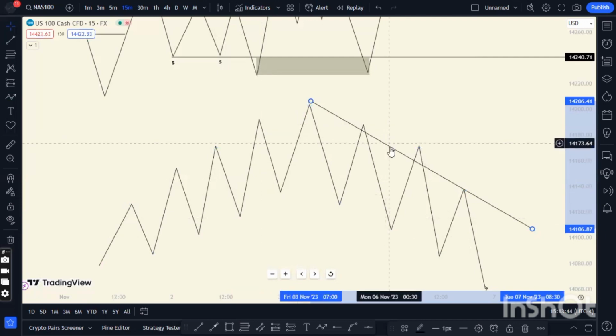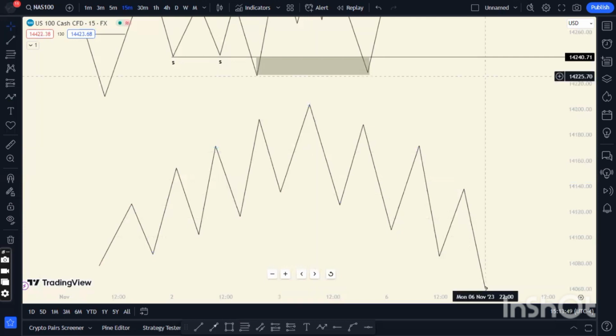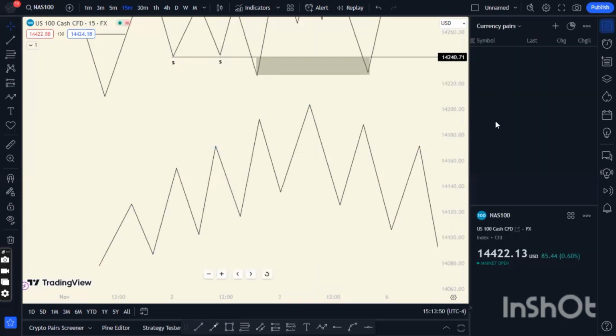Okay, so I would show you a trade. Let me show you guys a trade on Euro USD.